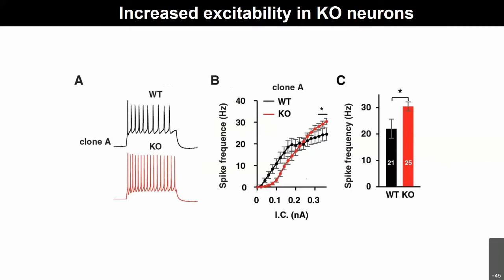Now we see that at the higher current injections, these knockout neurons are actually firing a lot more. So the spike frequency is increased in the knockout neurons as compared to the wild type, which is quantified here.